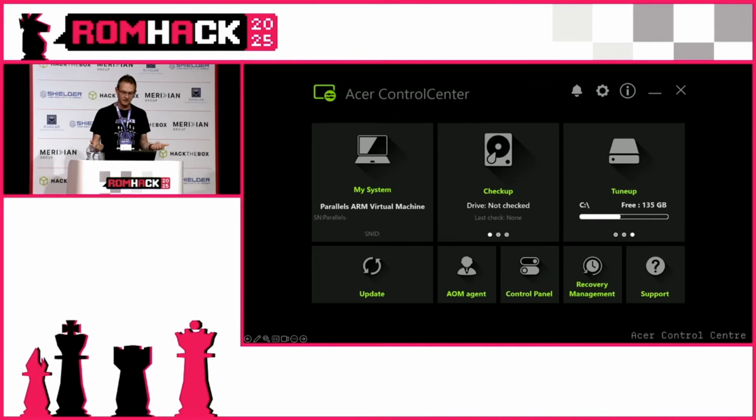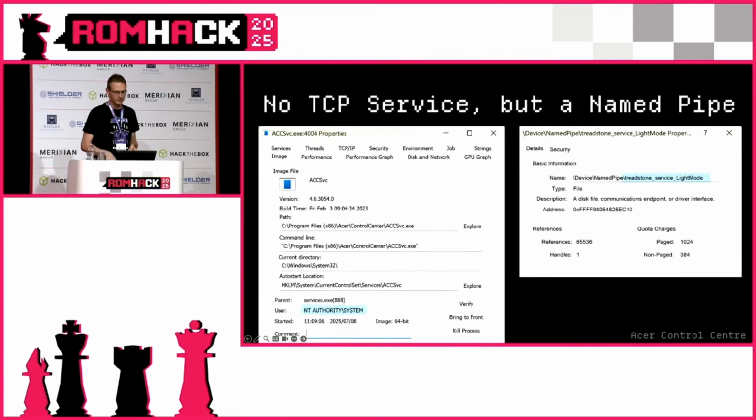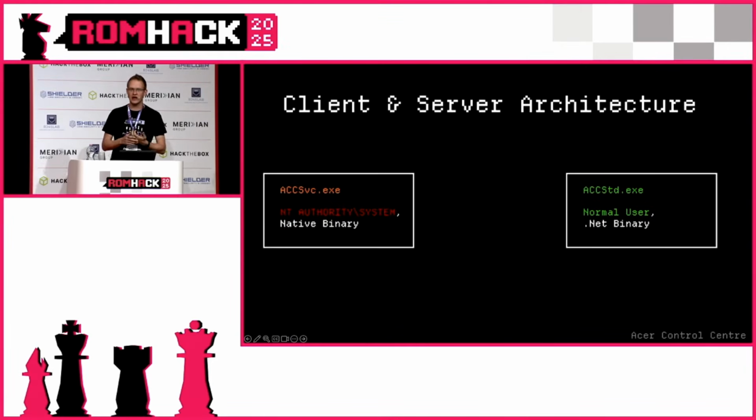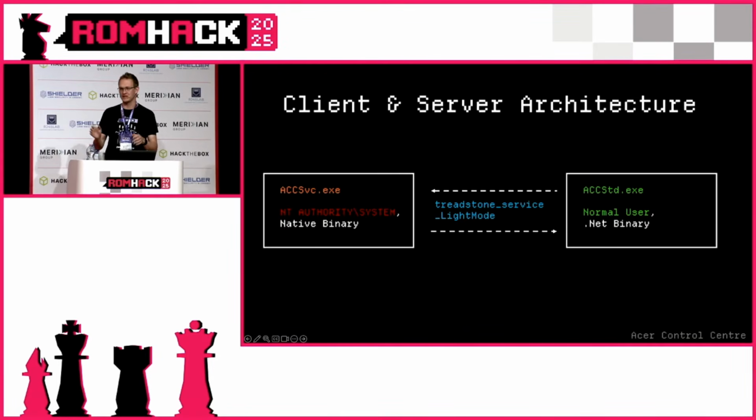If you were to run this software, this is the first and only time I saw the GUI, but it would look something like this. But when you look a little bit closer at what the backend looks like, there is a privileged service called ACC SVC that runs as system, and it has a named pipe. So no TCP service in this case, just a Windows named pipe. Architecturally, there's almost like a client-server thing going on here. The server side is a native Windows C++ binary that runs as system. The client is a .NET binary, which I'm very excited about because that's a code review. It's not hard to reverse that. And the way these 2 components talk to each other is with this named pipe.